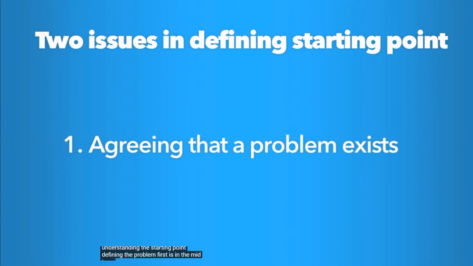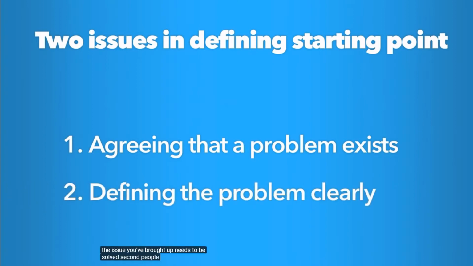First, as in the midterm example, people can disagree over whether a problem actually exists. Before you can argue about how to solve a particular problem, you first need to convince yourself about why you think the issue you've brought up needs to be solved. Second, people often fail to define the problem clearly. If the problem isn't clearly defined, then a group of people may think that they're addressing the same issue when in reality each person has a different view of what the group is talking about.